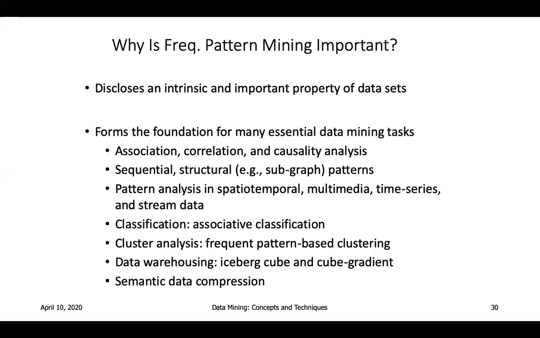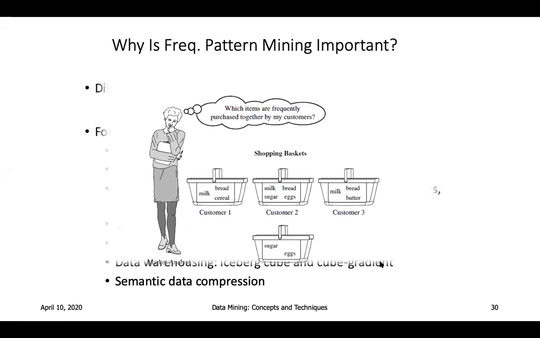Now, what is this associative classification? If someone is playing cricket, then he may also play football. If someone is playing football, he may also be a rugby player. See, associative. If someone is playing lawn tennis, he may also be a table tennis player. There are many cricketers who are also good football players. There are some football players who are also good hockey players. So multi-sports talent, we say. Data warehousing, the iceberg cube and cube gradient, all these are some applications. Semantic data compression.